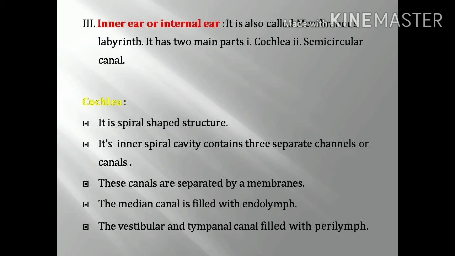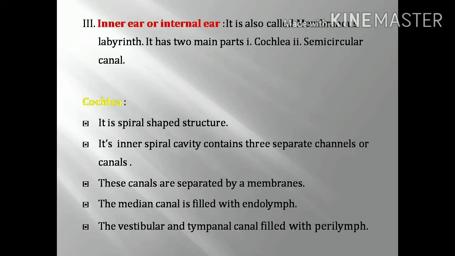The internal ear. The internal ear is also called the inner ear, or membranous labyrinth. It has two main parts: one is the cochlea and the other is the semicircular canals. First we can study about the cochlea.